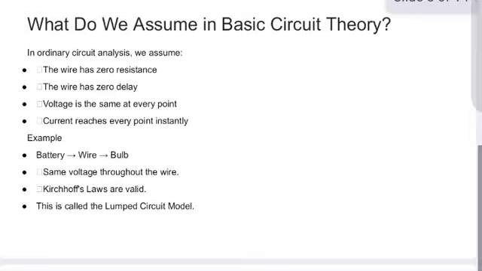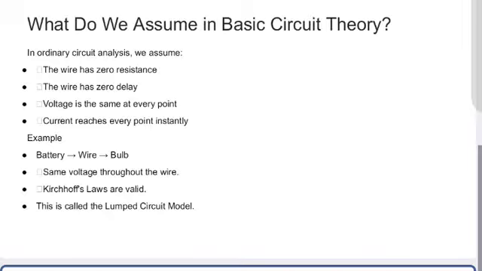Okay, so when I connect a bulb along with the battery and a wire, there will be the same voltage throughout the wire, and I can apply Kirchhoff's voltage law. But if there is no similarity between the voltages at different points of the wire, Kirchhoff's voltage or current law will become invalid, right? If Kirchhoff's voltage law is valid, we can call those circuits a lumped circuit model.